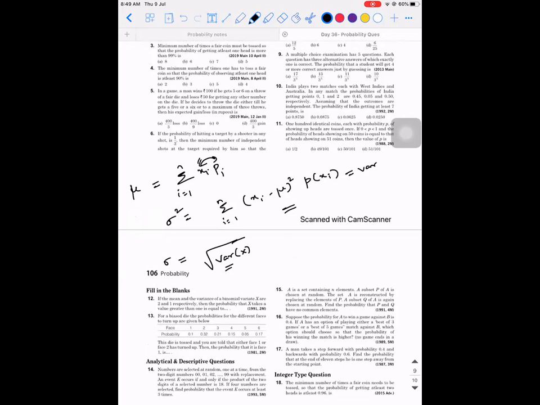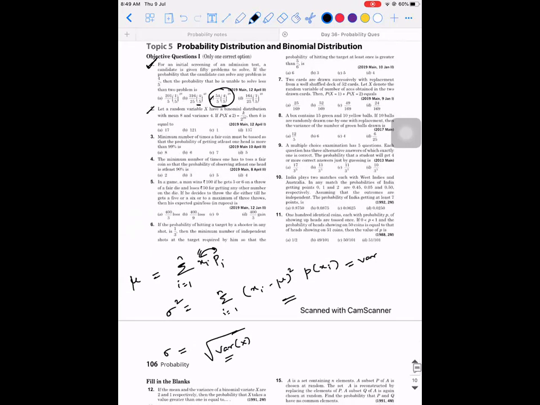So based on this, do this problem. Let a random variable x have a binomial distribution with mean 8 and variance 4. Probability of x less than or equal to 2 is equal to k divided by 2 power 16, then the value of k is equal to?